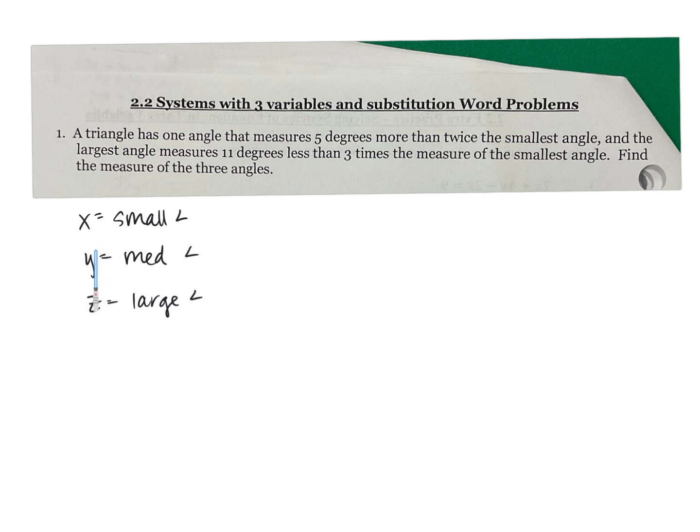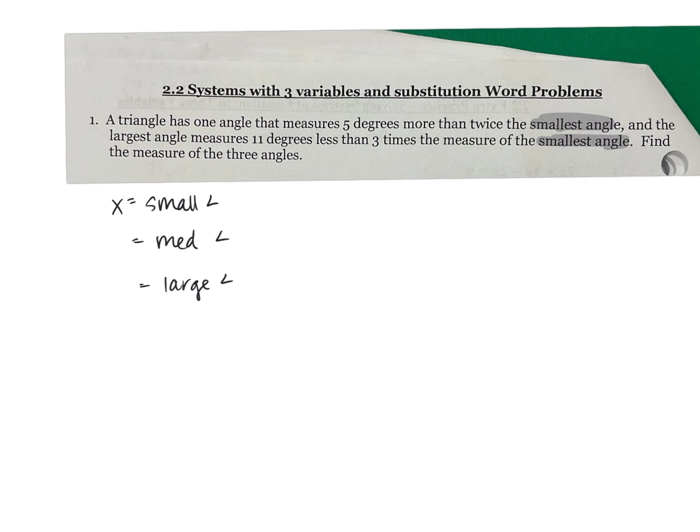If we're saying X is the smallest, get rid of your Y and your Z. You guys, actually, we just have 3 different angles, look at how they said it. It's all in reference to this smallest angle. So we're actually just going to use X. Like you just said, 5 more than.